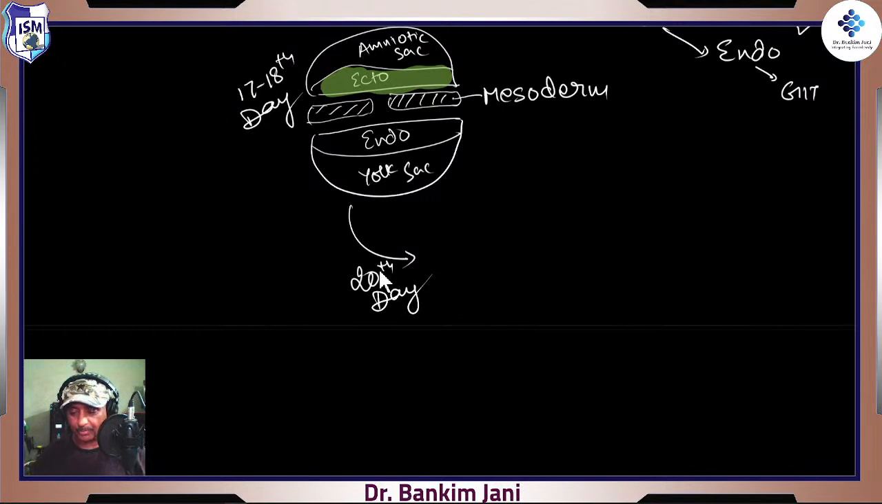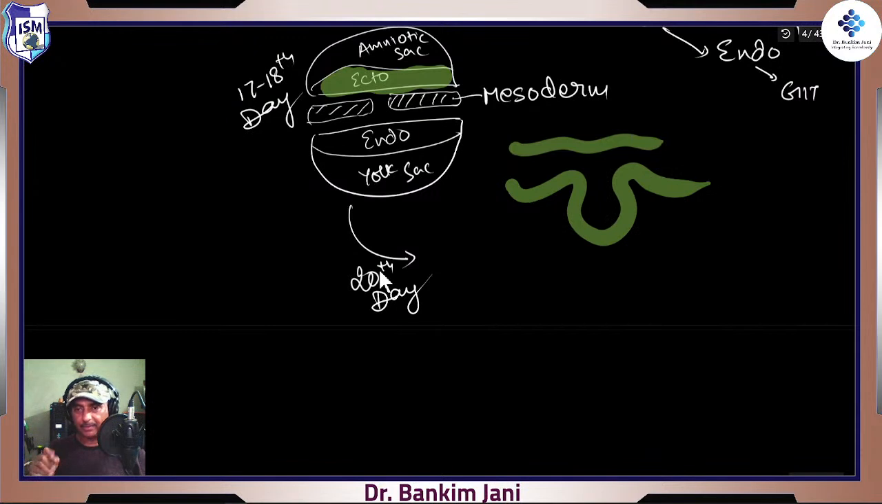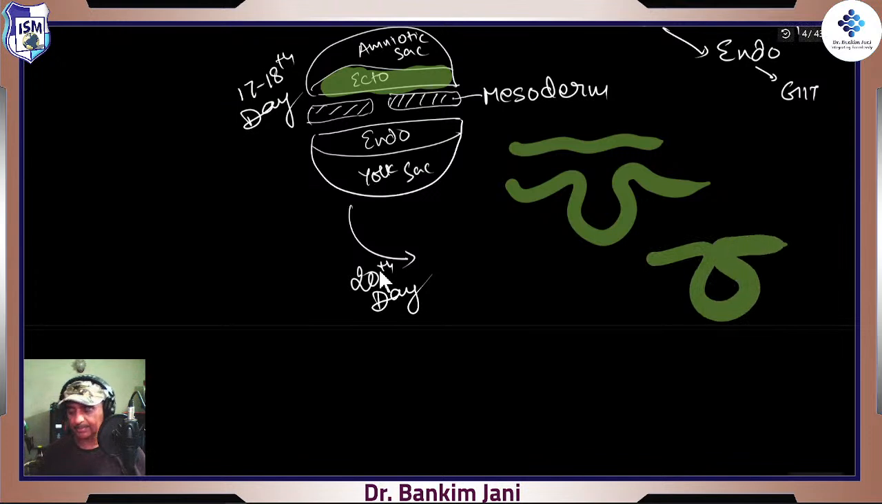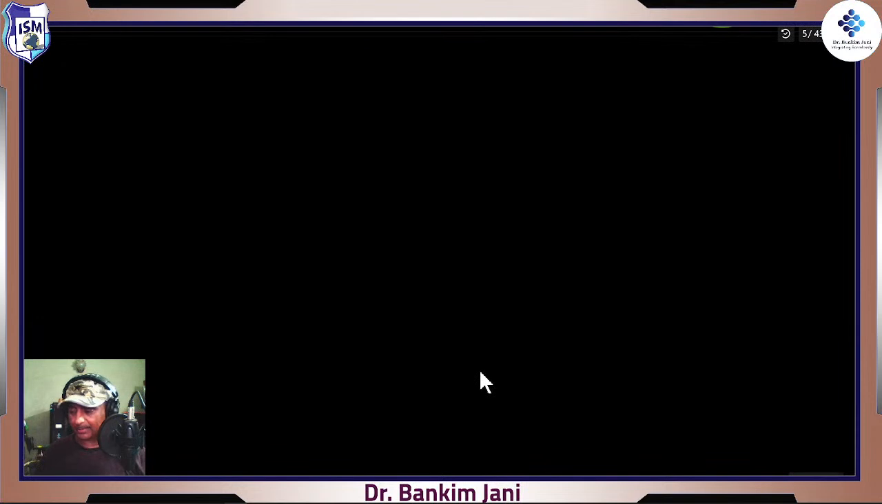This ectoderm, which is just like this, becomes like this. Then it still folds upon itself and it becomes like this. And then this thing is pinched off and pulled out. What would be the final outcome? The final outcome would be something like this.